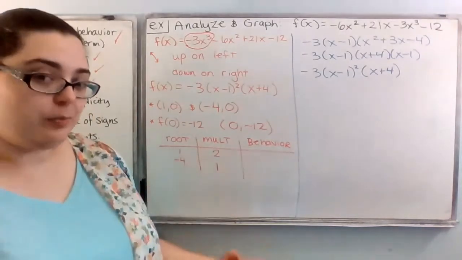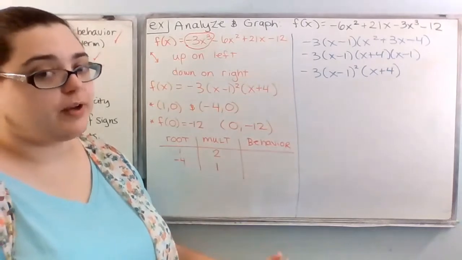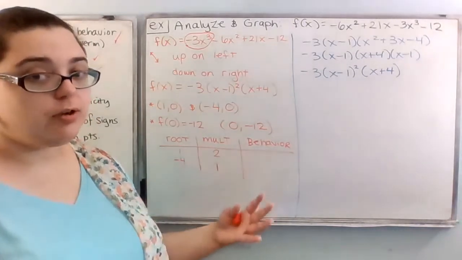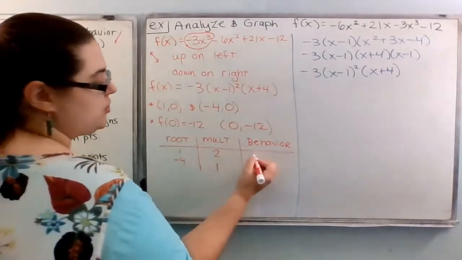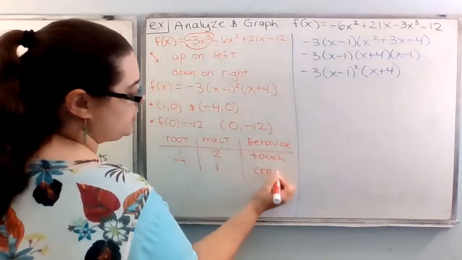When you have an even multiplicity, that means you're going to have a turning point. So we're going to touch the x-axis, but not cross it. And when you have an odd multiplicity, that means you're going to cross the x-axis. So here we're going to touch, and here we are going to cross.